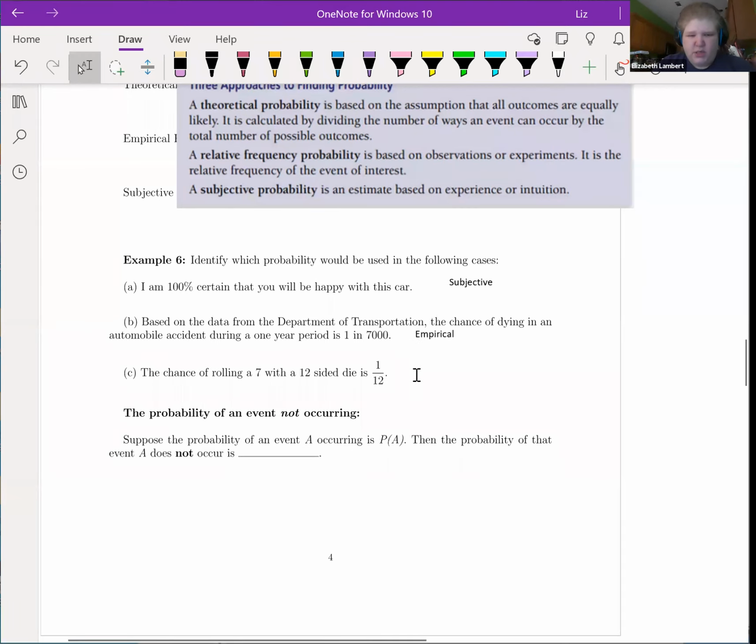Now the last one, the chance of rolling a 7 with a 12-sided die. Yes, these exist. The sides are pentagons. Think like a soccer ball, but not as complicated. With a 12-sided die is 1 out of 12. Assuming it is a fair die, that is the theoretical probability. Assuming there is only 1 7.